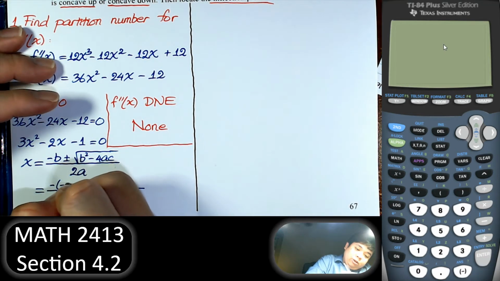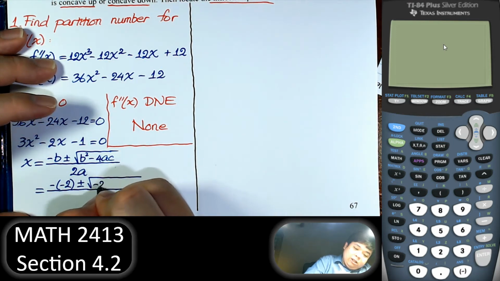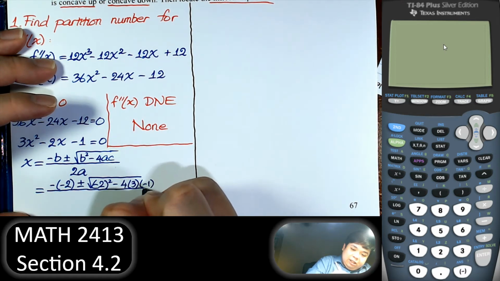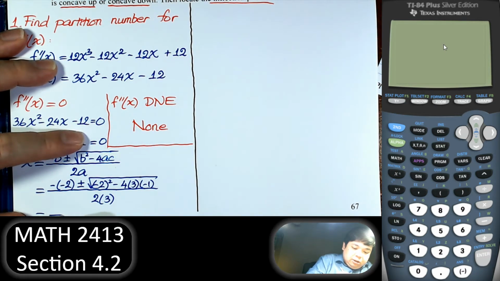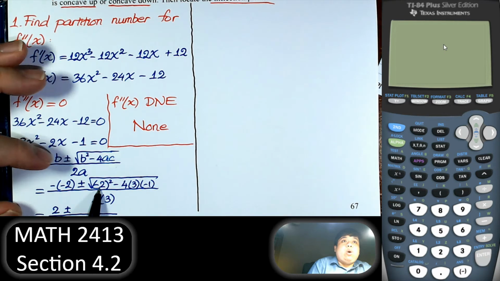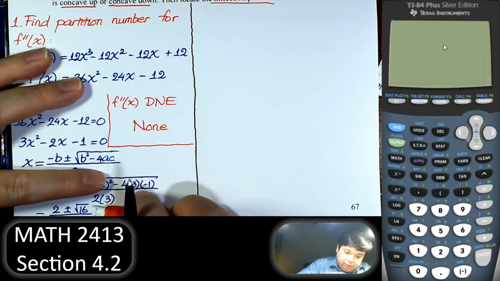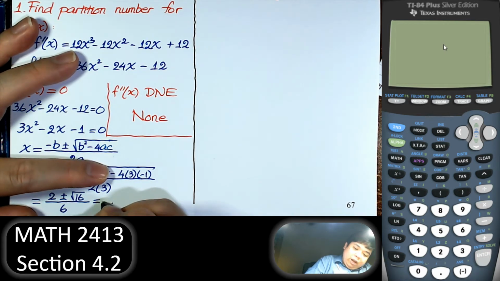B is negative 2 plus or minus b squared minus 4ac over 2a. That gives us 2 plus or minus 2 squared is 4, that's 12, so that's just square root of 16 over 6. So we have 2 plus or minus 4 over 6.